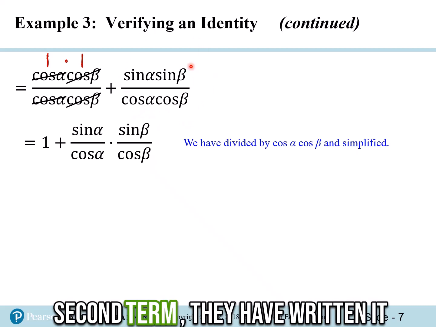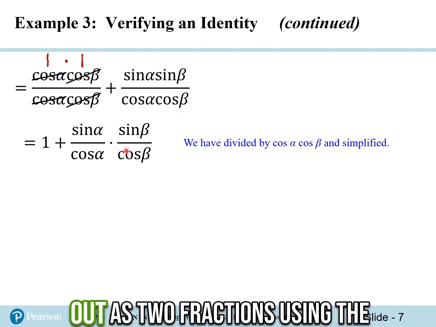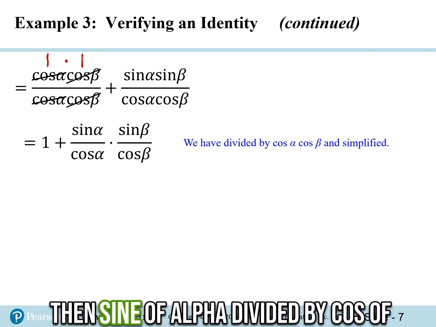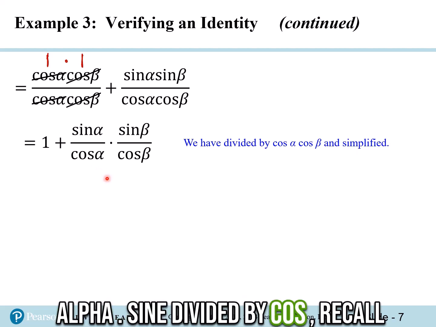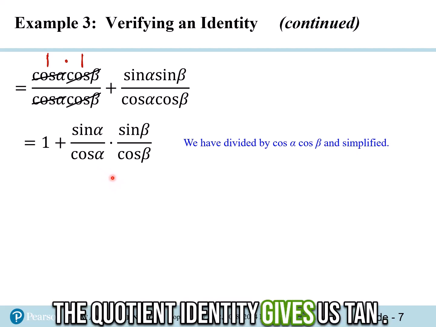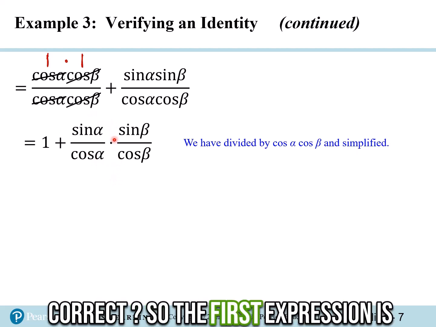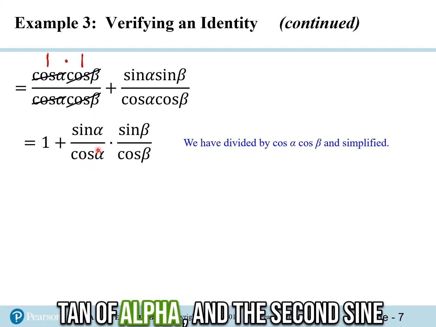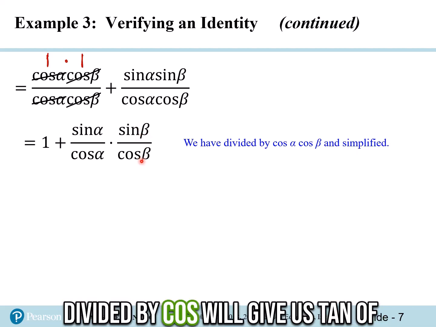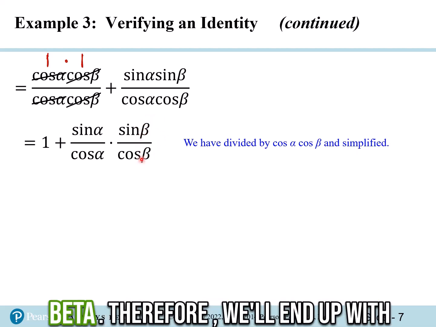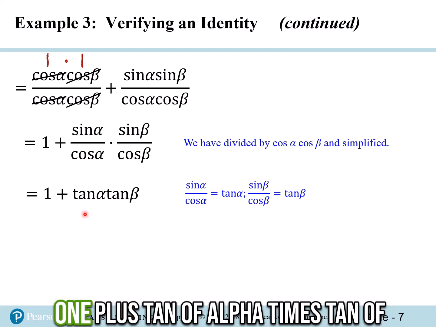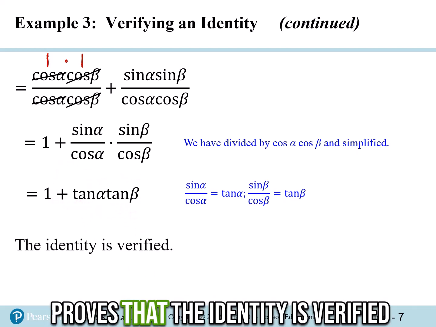So for the second term, they have written it out as two fractions using the multiplication sign. And then sine of alpha divided by cos of alpha, sine divided by cos, recall the quotient identity, gives us tan, correct? So the first expression is tan of alpha, and the second sine divided by cos will give us tan of beta. Therefore, we'll end up with 1 plus tan of alpha times tan of beta, and that proves that the identity is verified at this point.